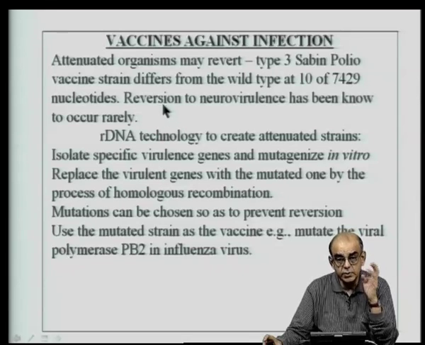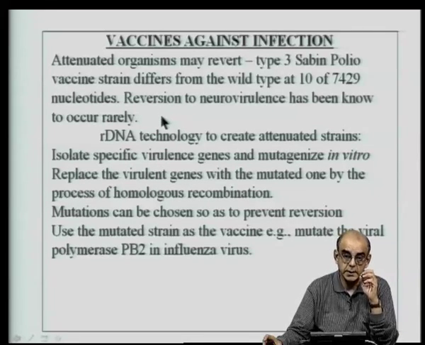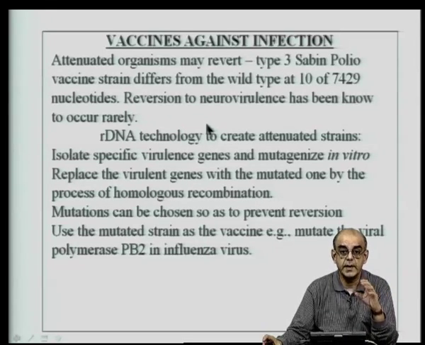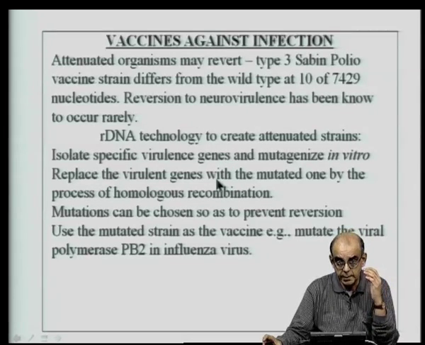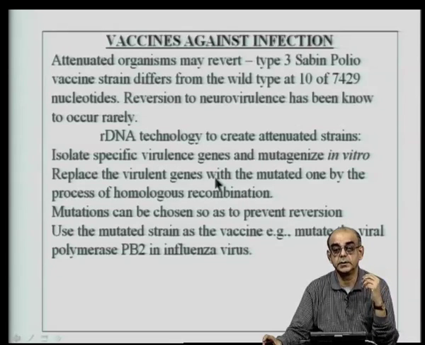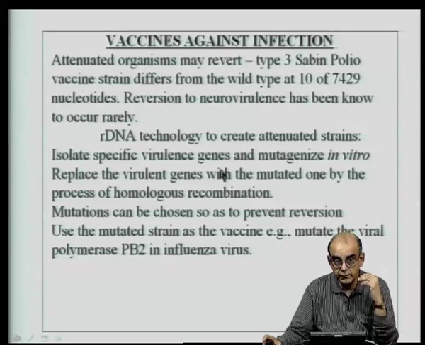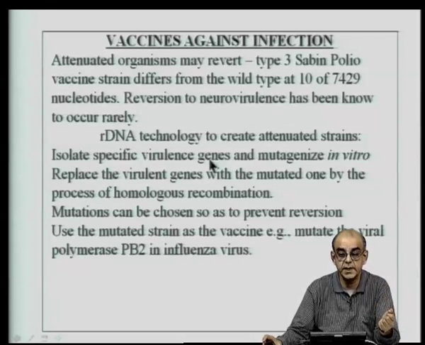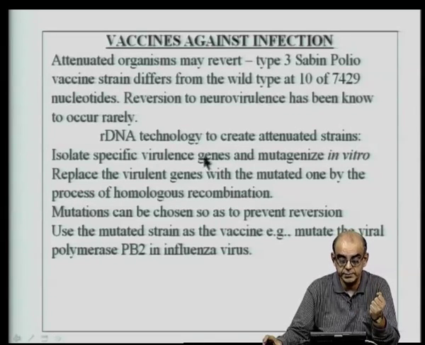Now, reversion causing neurovirulence has been noticed, but it has happened only very rarely. But even this rarity can cause havoc in a vaccinated individual because the individual becomes susceptible to death because of the neurovirulence and the bad effects of this particular reversion. Therefore, in many situations during the history of vaccination, vaccination has actually been withdrawn for a couple of years and then brought back after verifying that the bad effects were not because of the vaccination per se, but because of some other problems in the individual.